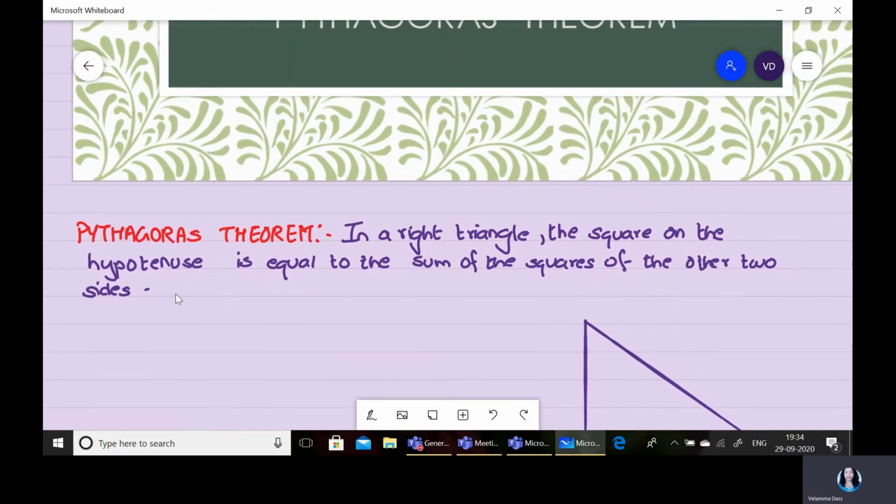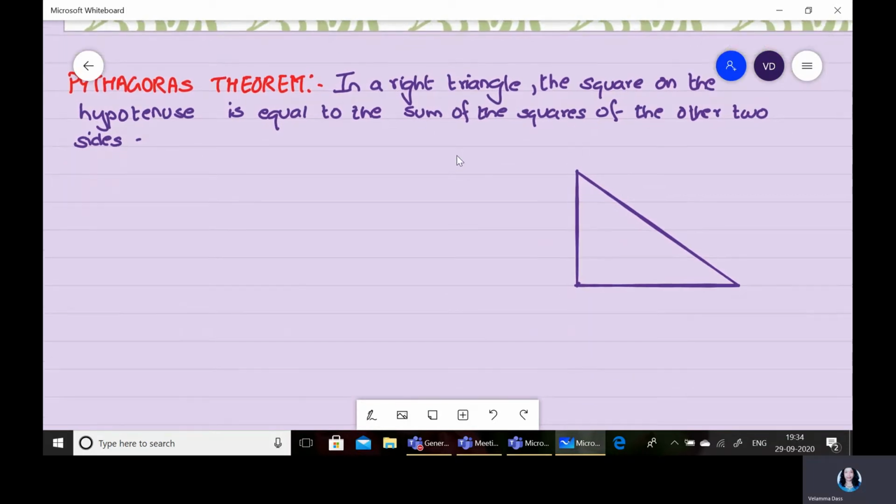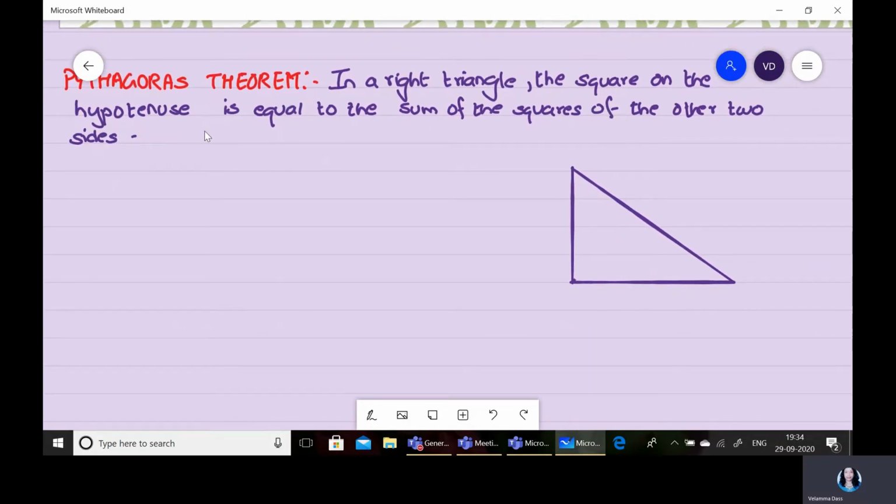What does Pythagoras theorem say? Pythagoras theorem says that in a right angle triangle, the square on the hypotenuse is equal to the sum of the squares of the other two sides. In short form, we say hypotenuse square equals one side square plus other side square. This theorem was invented by the great mathematician Pythagoras. It is applicable for a right angle triangle, right?